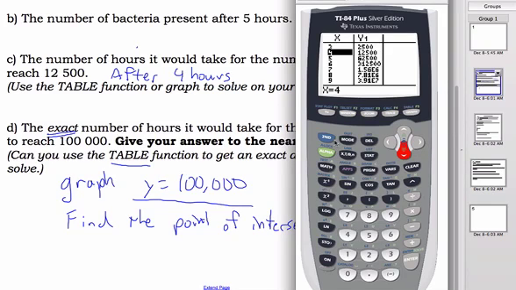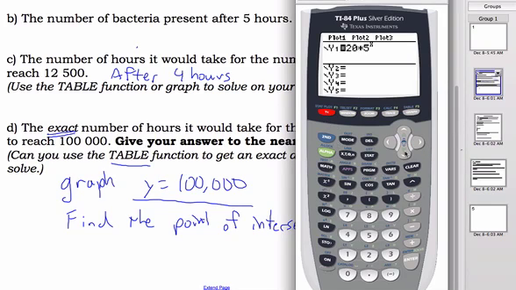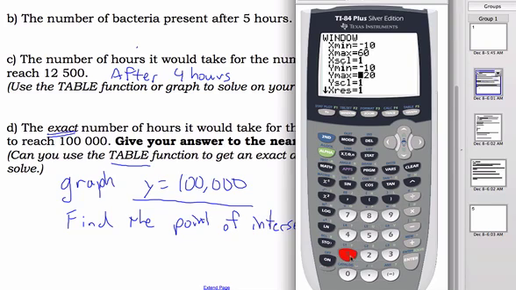So we're going to graph, along with our function, y equals 100,000. That's 100,000. We're going to need to go up to 100,000 in the window, so I'll change that now. Our y max must go up to at least 100,000. I'm going to go up to 110,000, which is a little bit bigger.